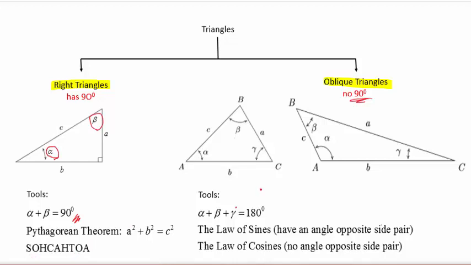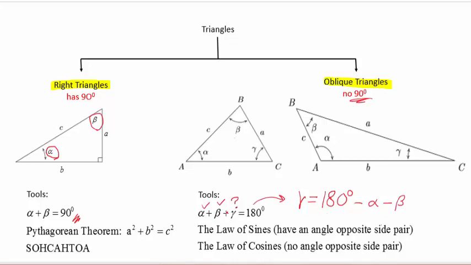For oblique triangles, we have a different set of tools. There's still an angles tool, which says the sum of your three interior angles is 180 degrees. This tool is great because if you ever know any two angles in your triangle, then you can find the third one. For example, here I could find gamma by saying it's equal to 180 degrees minus the angle alpha minus the angle beta. Again, this tool is great because if you ever know two angles, then you really know all three angles.